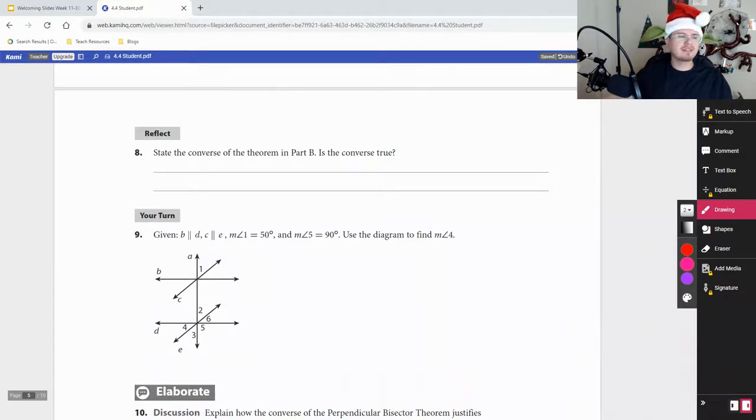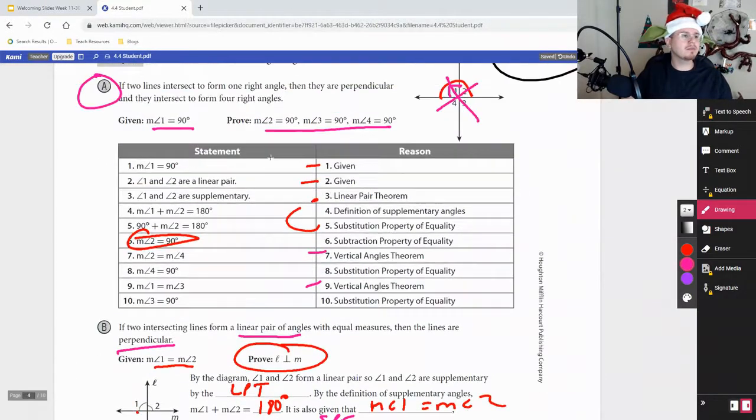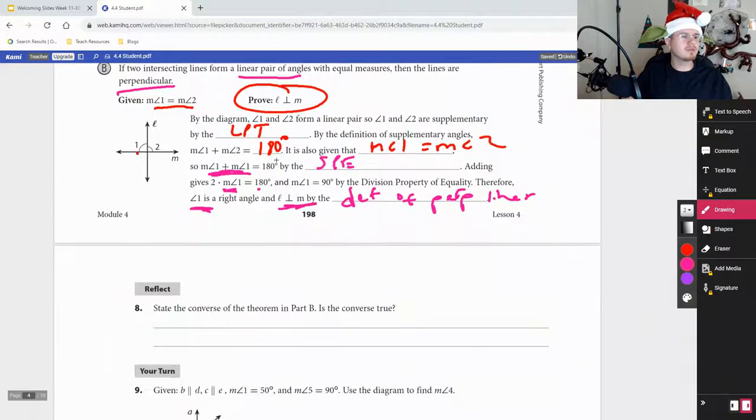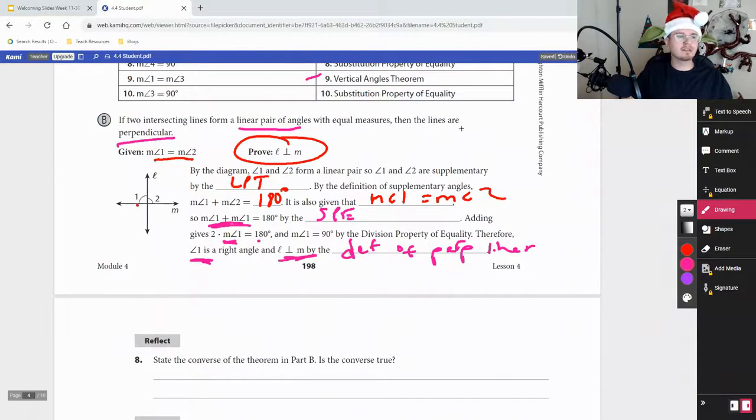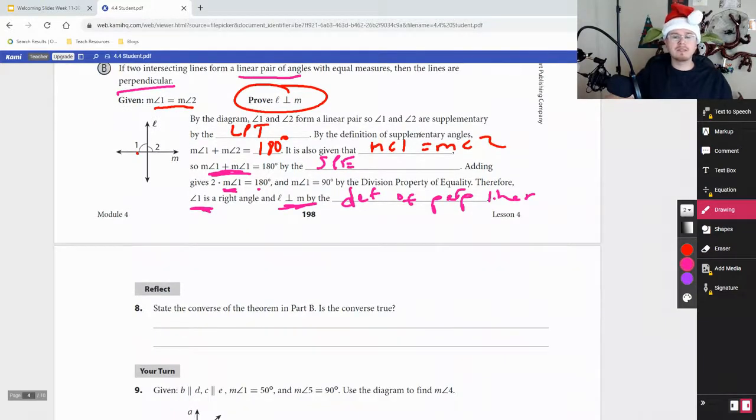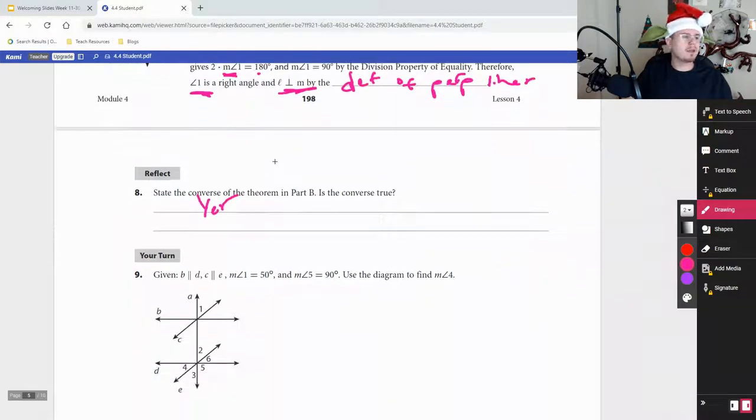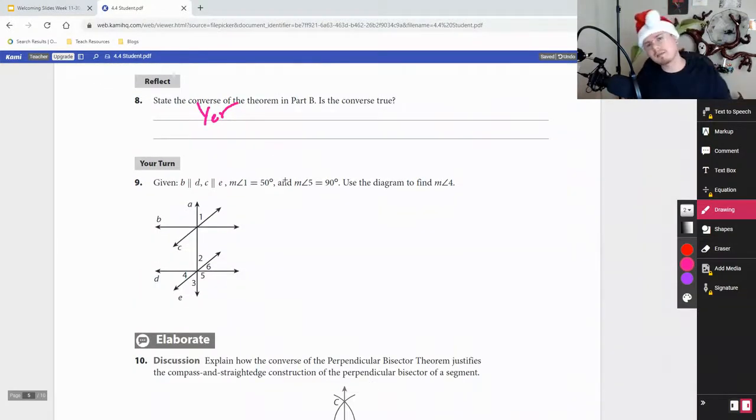Alright, so state the converse of the theorem in part B. Well, part B. So let's flip that around. If the lines are perpendicular, then two intersecting lines form a linear pair of angles with equal measures. Is it true? Yeah. So, flip that around. Your turn. Time to take a pause.